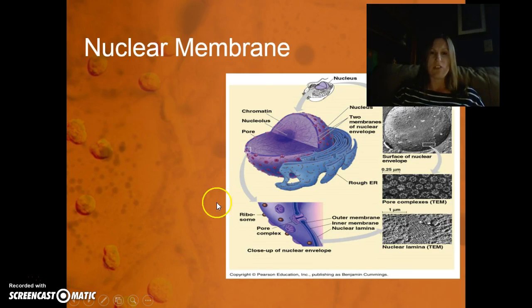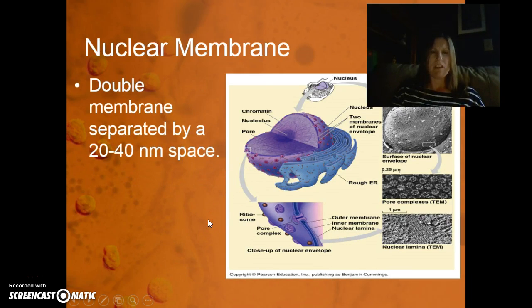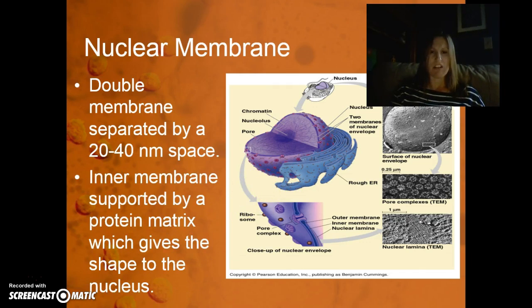So let's take a further look at the nuclear membrane. The nuclear membrane is a double membrane separated by only 20 to 40 nanometers of space. Okay, very small area here. The inner membrane is supported by a protein matrix, which gives the shape to the nucleus. Okay, so the proteins here determine the shape of the nucleus.